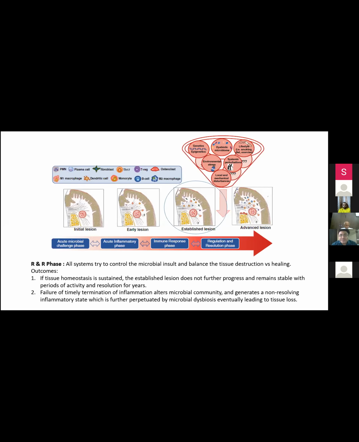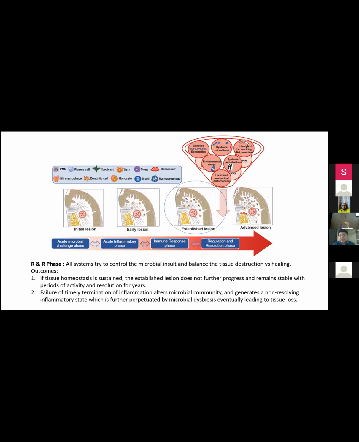So what happens in regulation and resolution phase? This is the connecting point between gingivitis and periodontitis. Now look at the top, the funnel. From that funnel, how many risk factors fall down and control the regulation and resolution phase decides whether the person will advance from gingivitis to periodontitis. Very few risk factors, the body achieves homeostasis, then the established lesion does not progress further. It stabilizes there itself and remains, it may remain gingivitis only for many, many years. It will never become periodontitis.